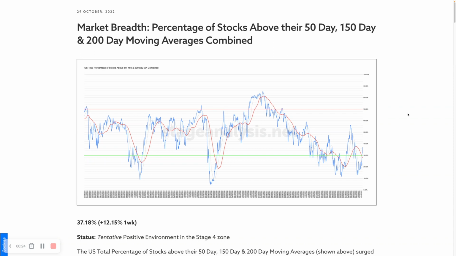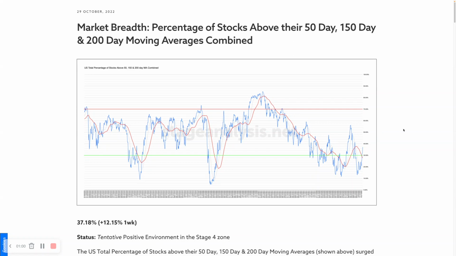So apologies. Okay, now on to the most important part of the weekend video. So I posted this yesterday, the market breadth percentage of stocks above their 50-day, 150-day and 200-day moving averages chart combined. So this, as well as obviously the rest of the market breadth charts, are what I consider the key to successfully trading the stage analysis method. If you don't use the market breadth, then you're going to struggle. You need to understand it. You need to really get into it.